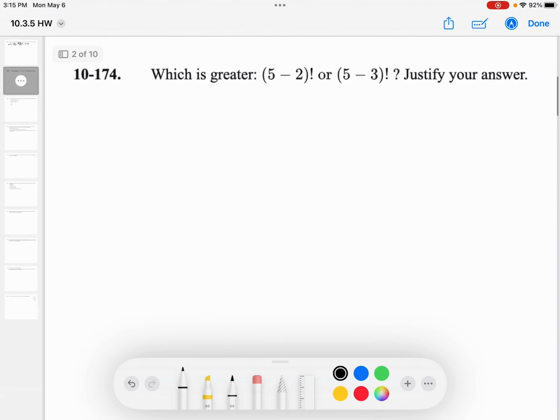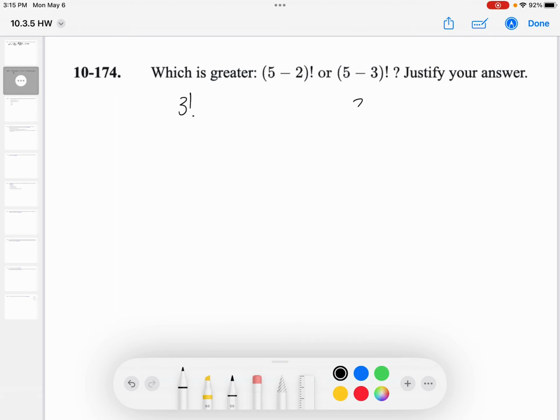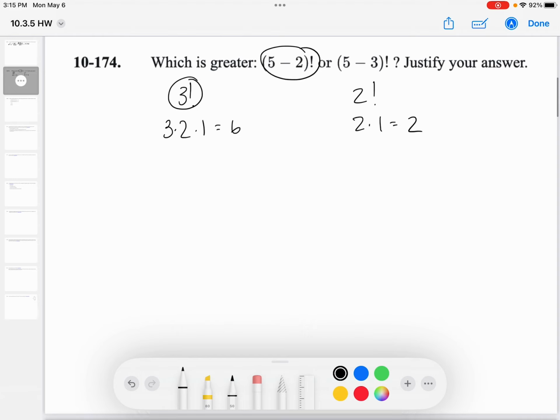Okay, let's look at problem 174. Which is greater, 5 minus 2 factorial or 5 minus 3 factorial? Justify your answer. Okay, well, 5 minus 2 is just 3 factorial, and 5 minus 3 is 2 factorial. These are small enough we can actually calculate these. 3 factorial, remember, is 3 times 2 times 1, which is 6. And 2 factorial is 2 times 1, which is 2. So which is bigger? 3 factorial, which is 5 minus 2 factorial. And I think if you calculated those out, that would be sufficient justification.